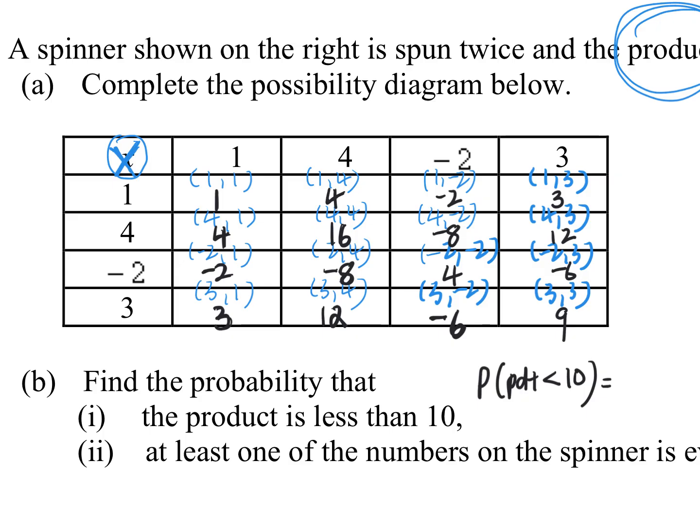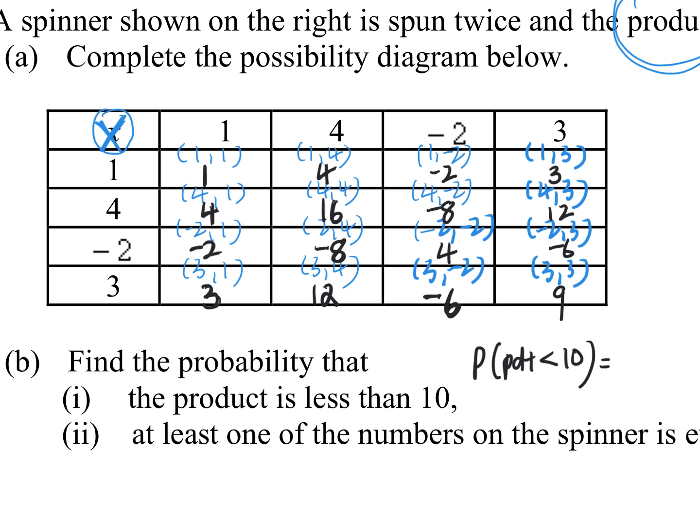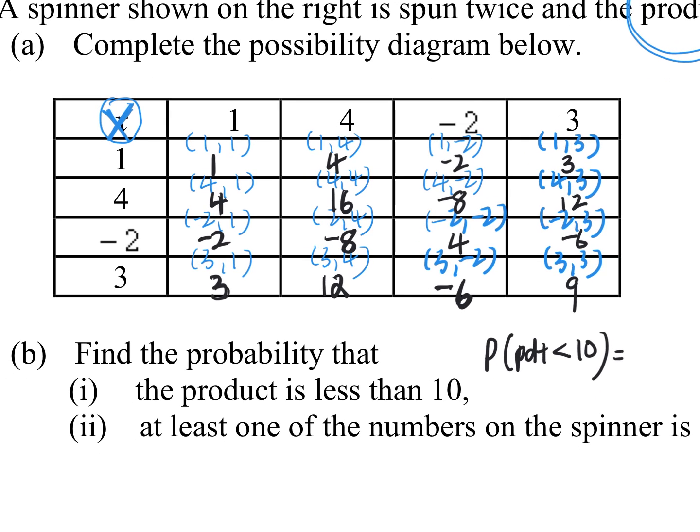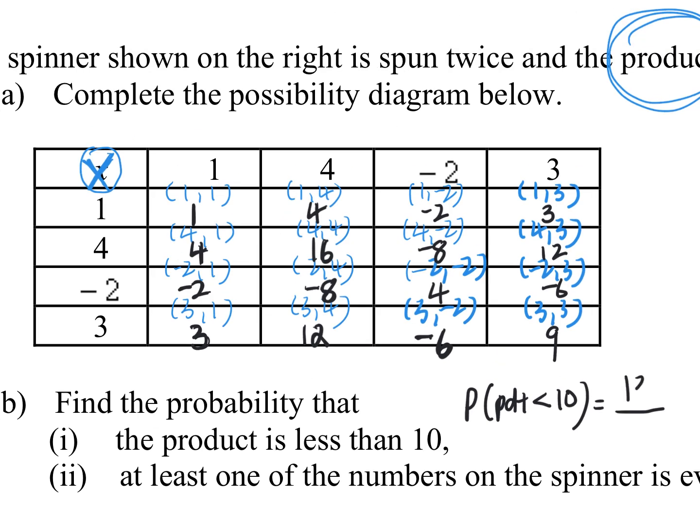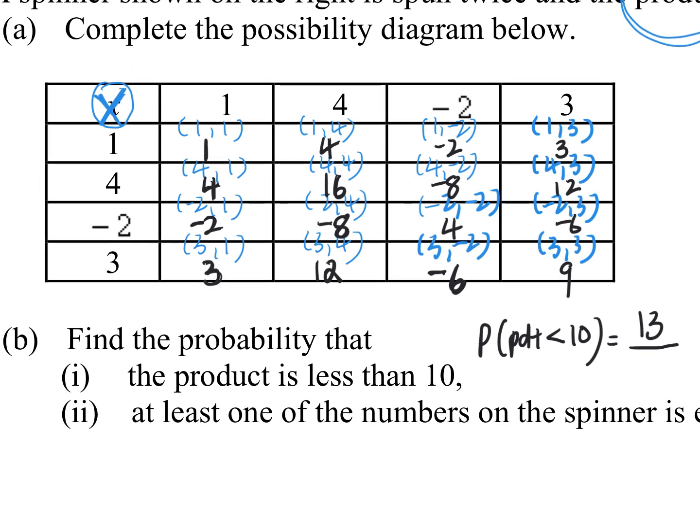How many of the outcomes are less than 10? 12, 9. Less than 10, negative outcome. 13 are 10 or more than 10. 13 out of how many? 4 times 4, so 16. Okay, good.